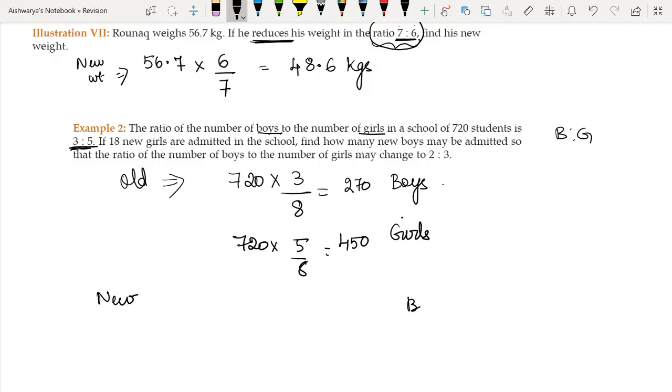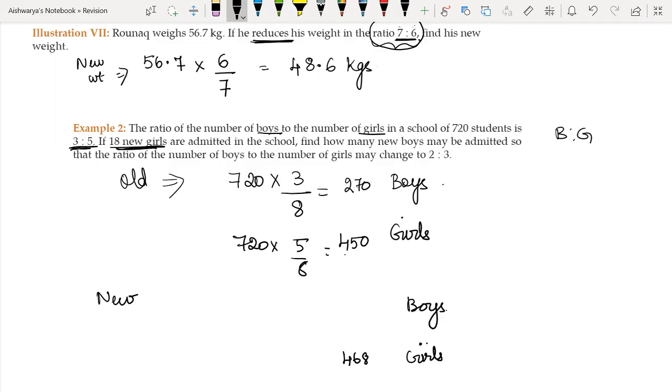Alright, so now then come to the new. We don't know the boys, we are going to find out. The girls, the question is saying 80 new girls are admitted. So 450 becomes 468 is the new number of girls.